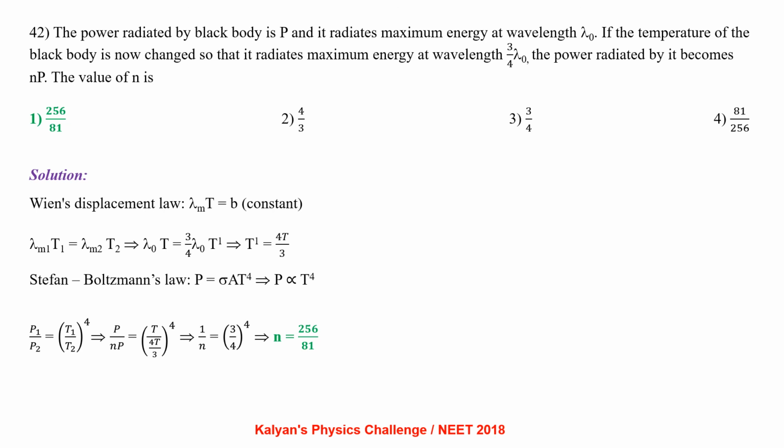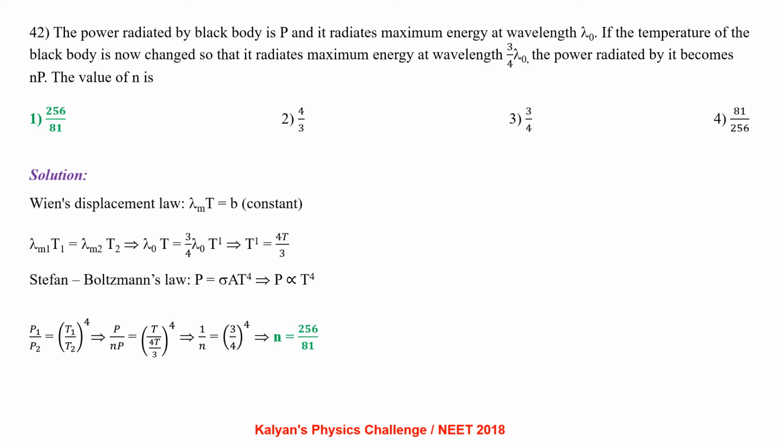The power radiated by a black body is P and it radiates maximum energy at wavelength lambda naught. If the temperature of the black body is now changed so that it radiates maximum energy at wavelength 3 by 4 lambda naught, the power radiated by it becomes NP. The value of N is. Apply Wien's displacement law, lambda m into T equal to constant. So from there we get T dash as 4T by 3.